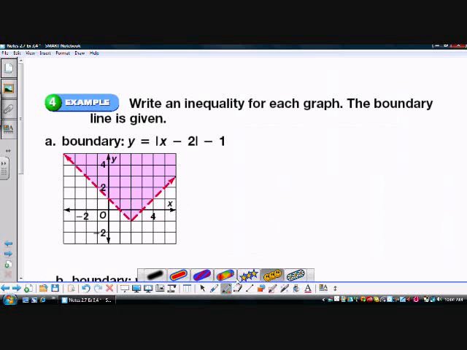Write an inequality. Okay. So on your homework, you're going to be given the graph, and you have to decide whether the inequality is a less than or a greater than. So have I shaded all parts greater than the line or all parts lower than the line? So what do you expect your inequality should be? Greater. And we need a strictly greater because it's a dashed line.